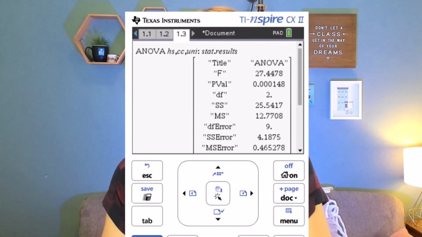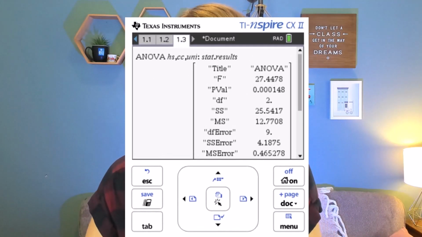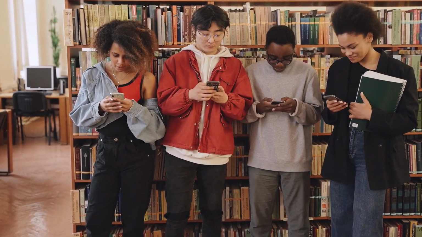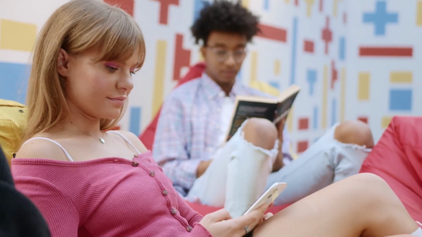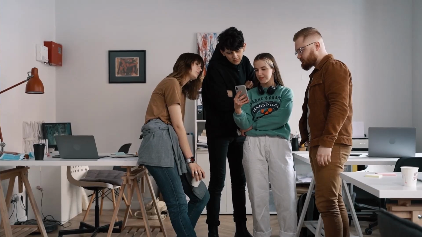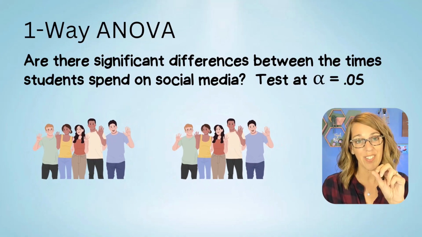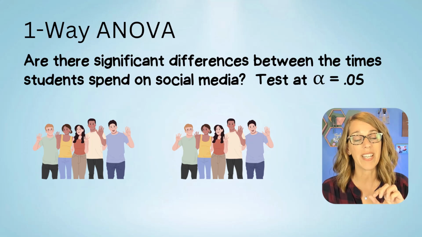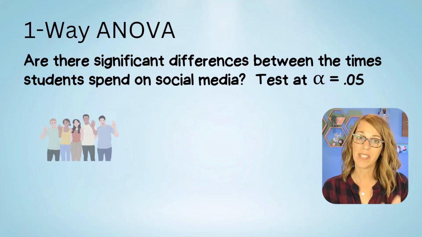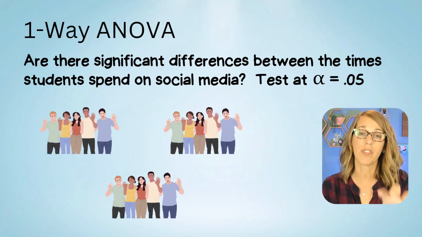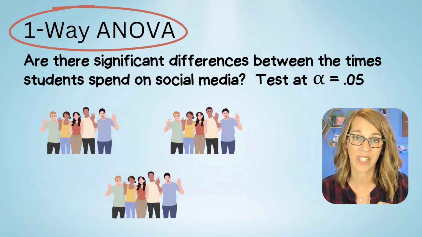The TI-Nspire does an amazing job with one-way ANOVA tests, and I'm going to show you how. For our example, we want to see if different groups of students spend a different amount of time on social media. We're going to test this at the 0.05 significance level. Now, if we were testing two groups of students, this would be a t-test of the mean, but instead we're going to be looking at three groups, which is what makes this an ANOVA test.